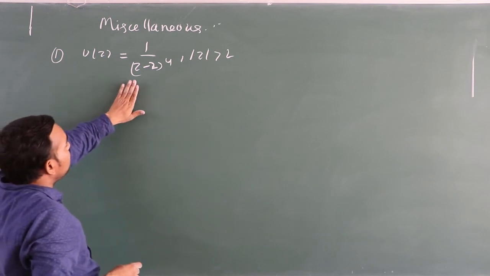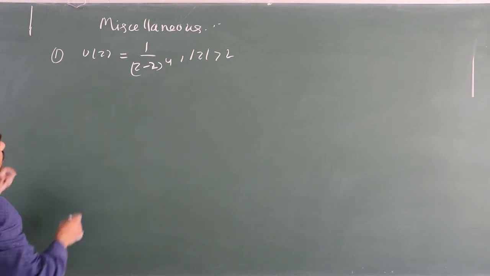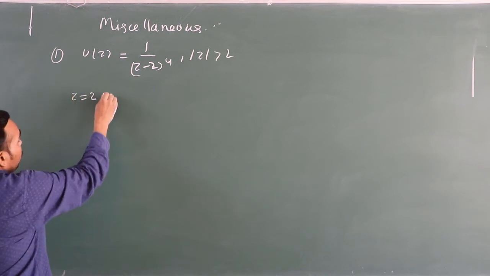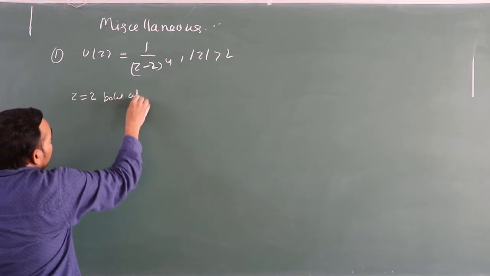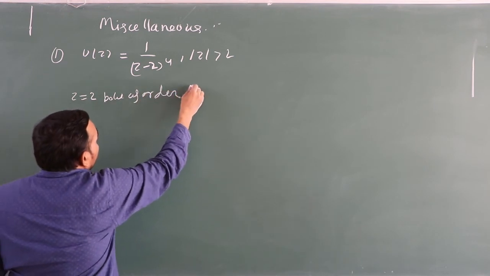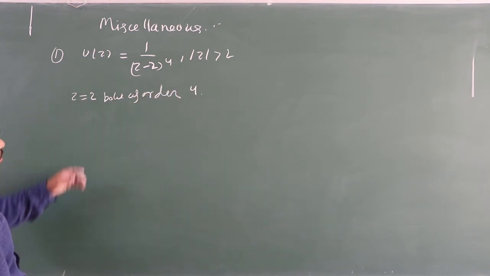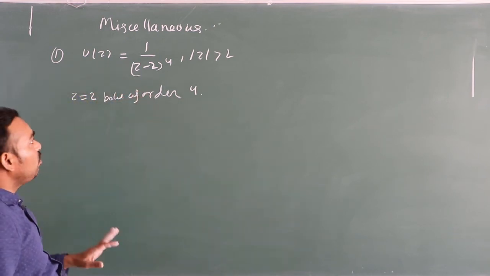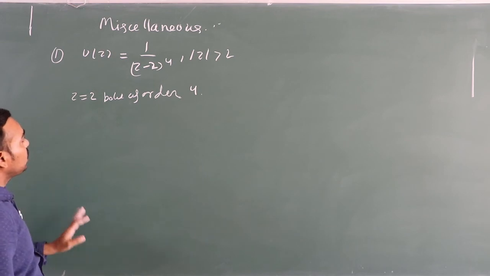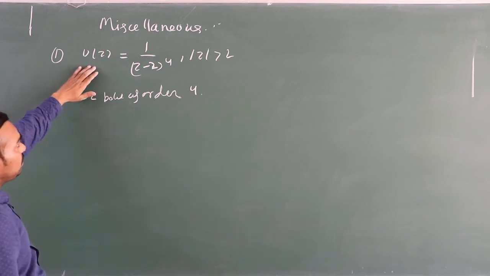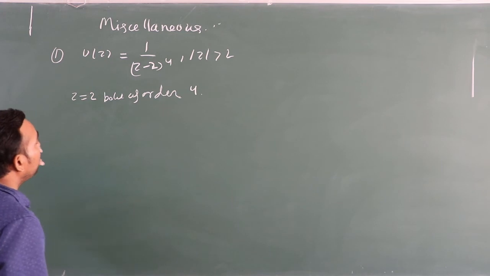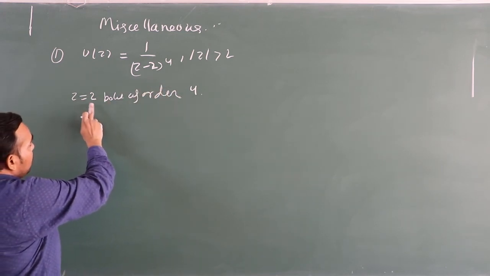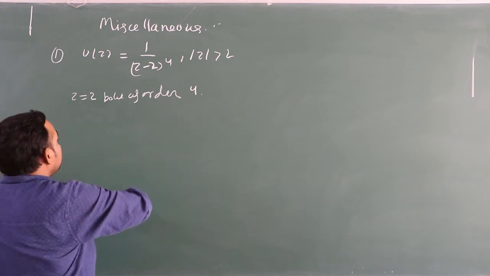For solving by the residue method, first we check how many poles there are. We can say z equal to 2 is a pole of order 4. This problem can be solved by either method, but if we solve it by the residue method, we can solve it very quickly.